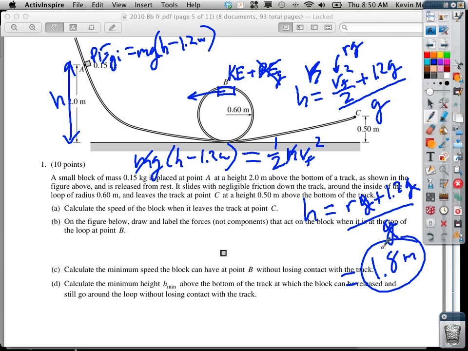So if this had said 1.8 meters, then it would have just barely gone through that circle. Right at the top, you'd feel like you're weightless, because the only thing affecting you would be gravity. You wouldn't be almost stopped. You'd have a velocity of square root of RG, but you'd feel like you were weightless because the only thing affecting you is gravity. All right, so there's that one.